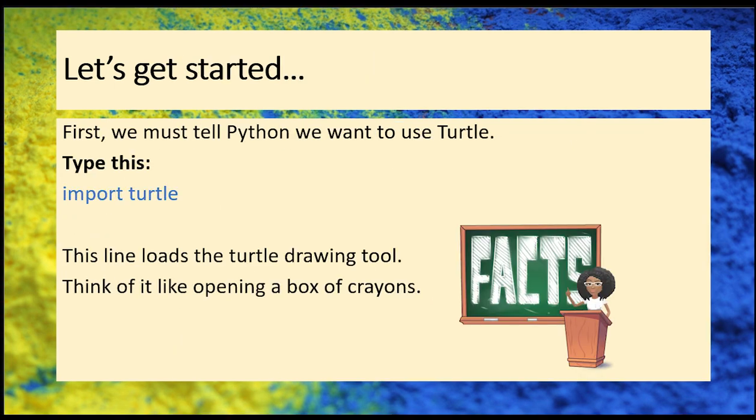Let's get started. First, we must tell Python we want to use turtle. Type the code into Trinket. You can pause the video while you type. This line loads the turtle drawing tool. Think of it like opening a box of crayons.